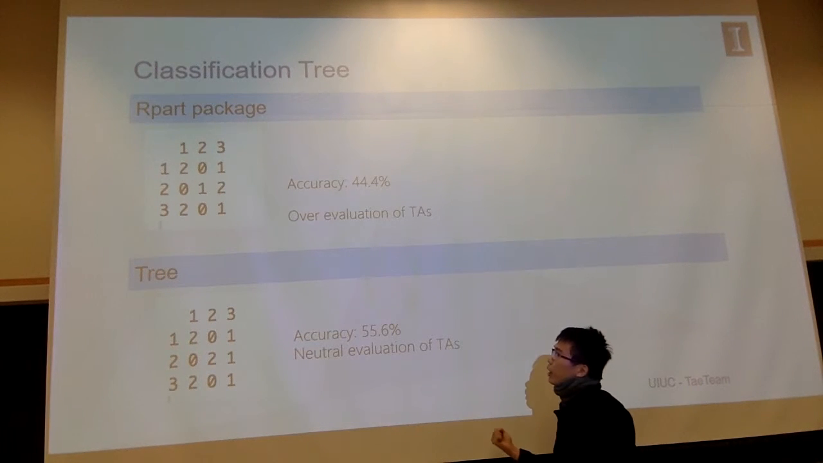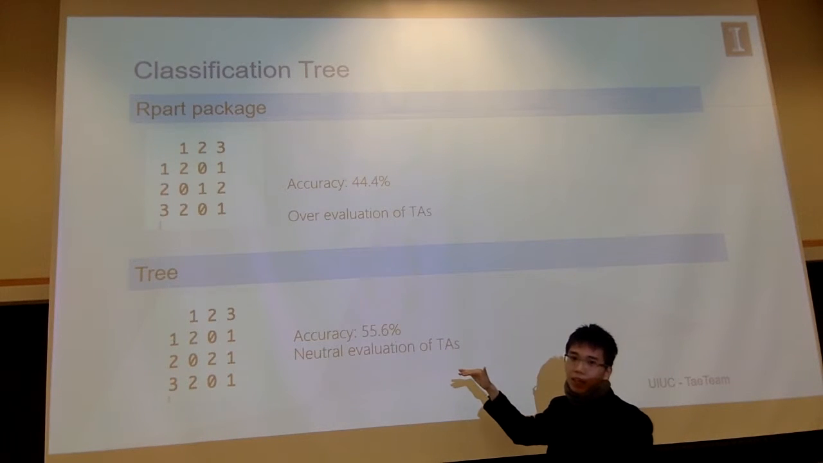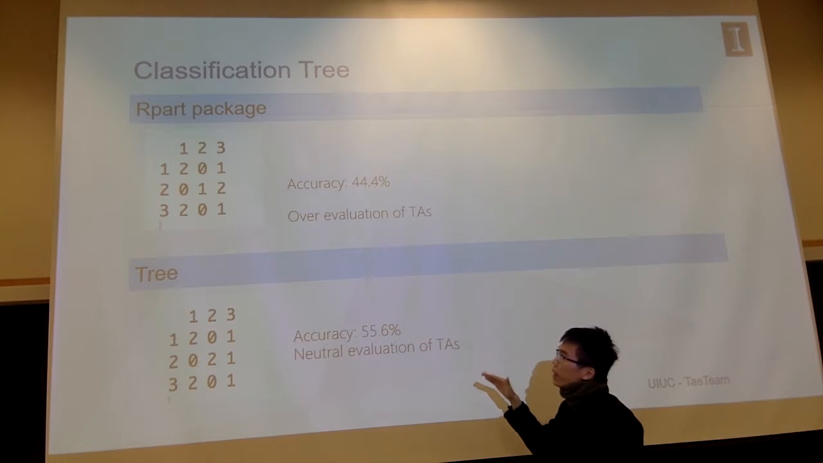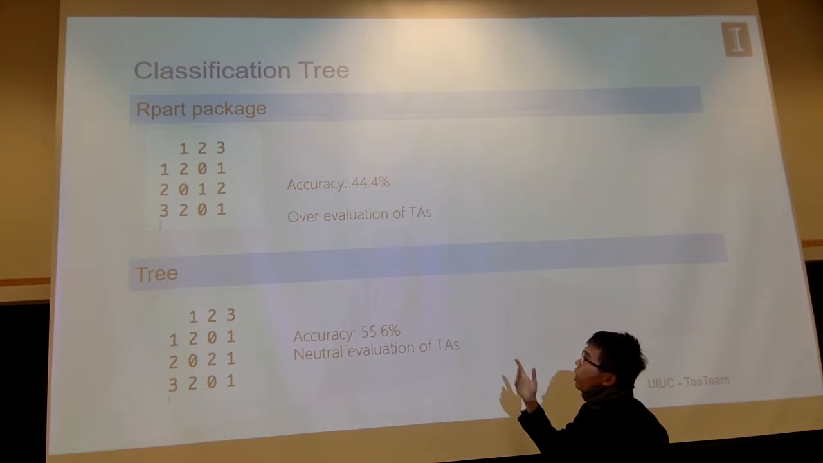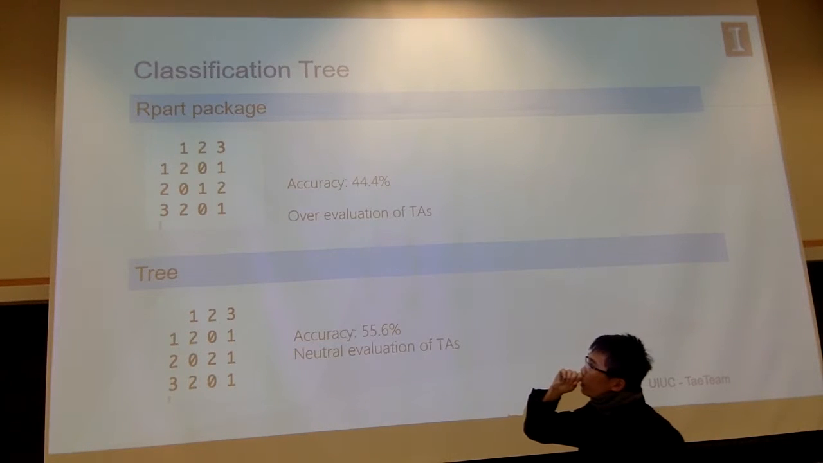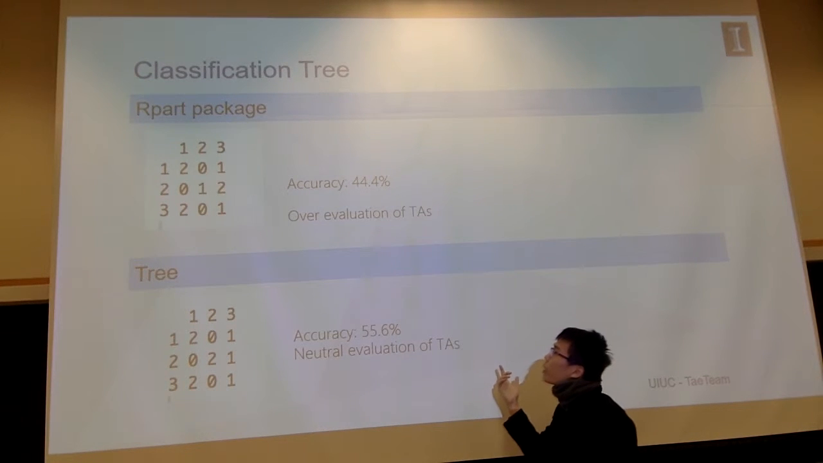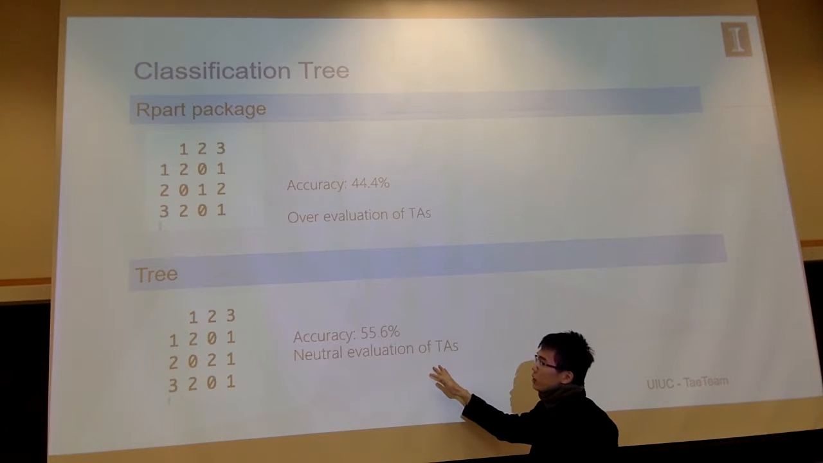And we also have the classification tree model. So we investigated two packages in R, which are the rpart package and the tree package. For the rpart package, we achieve the lowest accuracy among all the models, and it tends to over-evaluate the TA performance. And the classification tree, we have a neutral evaluation.